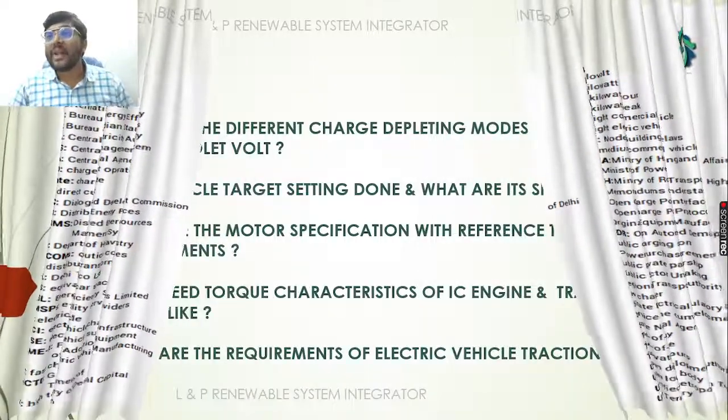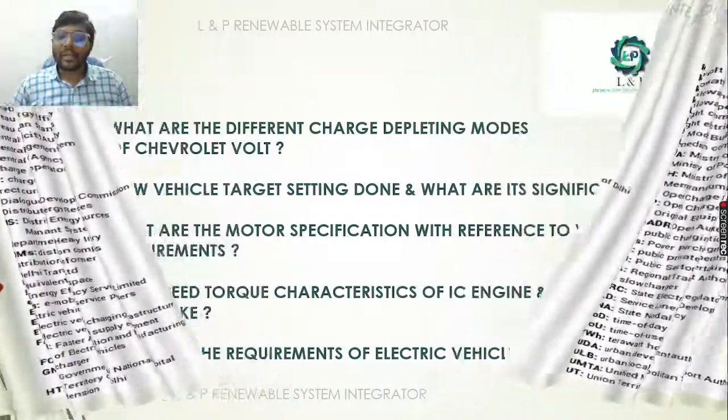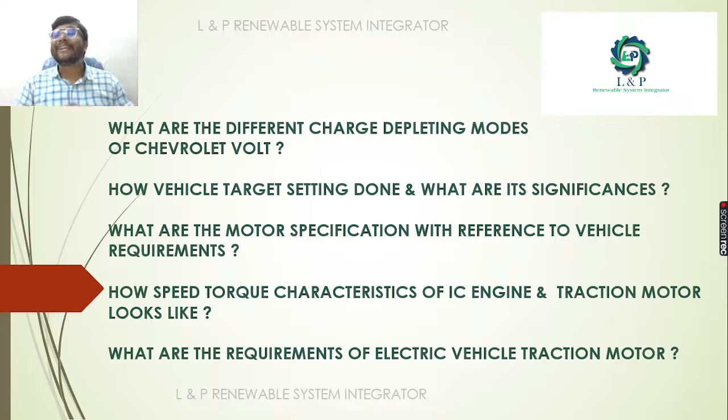So what are the things that we are going to discuss in this part? Today we are going to discuss some of the different charge depleting modes of Chevrolet Volt, and how a vehicle target setting is done and what its significance is, and what the motor specifications are with reference to the vehicle requirements, and how a speed torque characteristic of an IC engine and a traction motor looks like, and what the requirements of an electric vehicle traction motor are.